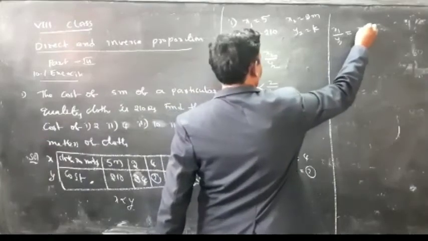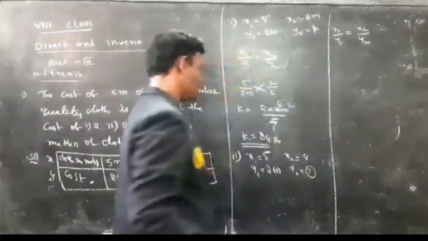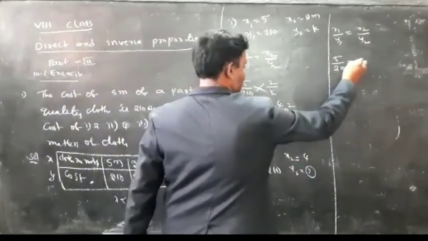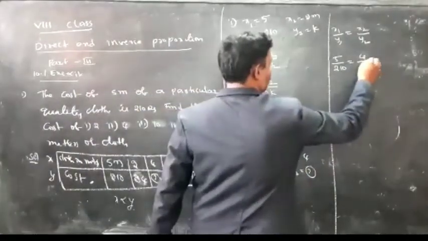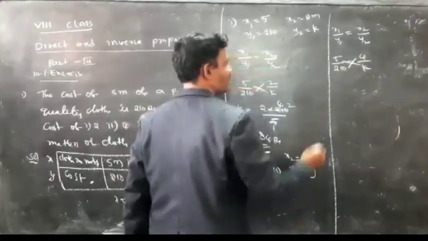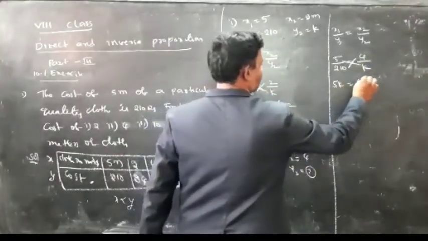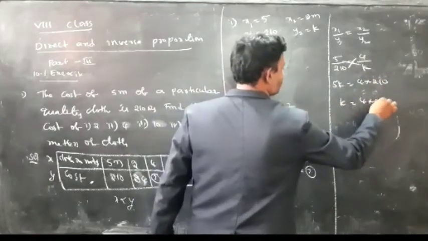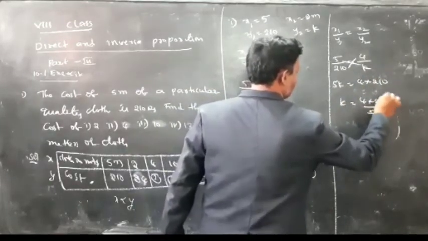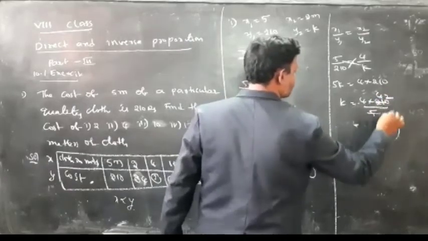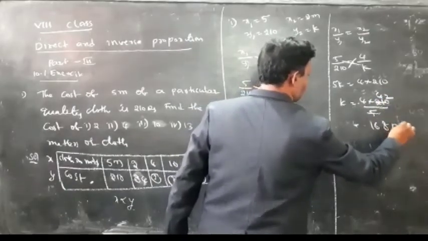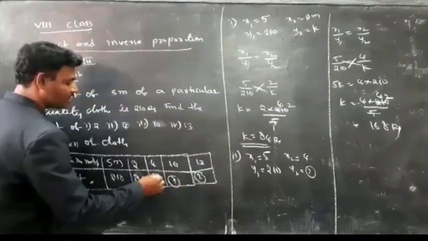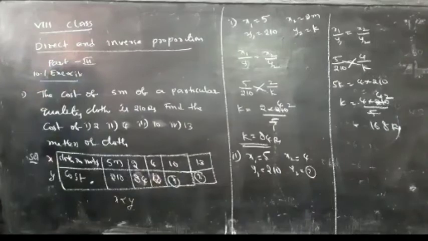x1 by y1 is equal to x2 by y2. x1 here is 5. So 5 by 210 is equal to 4 by k. See, 5k is equal to 4 into 210. Then k is equal to 4 into 210 by 5. 5 2s are 10, 4 2s are 8, 4 4s are 16. How much? 168 rupees. The cost of 4 meters cloth is 168 rupees.